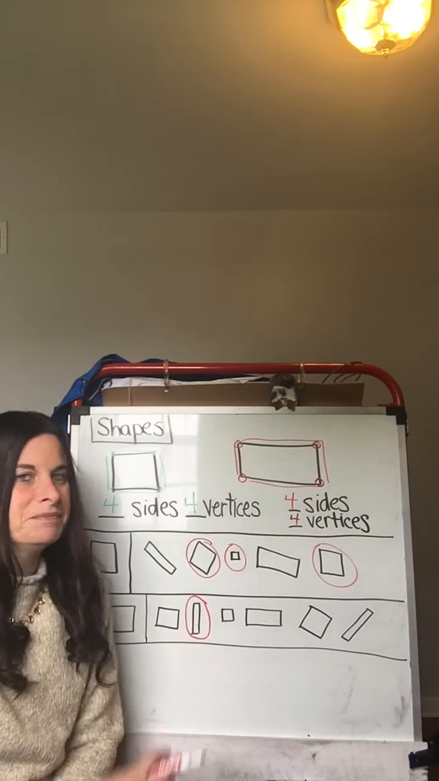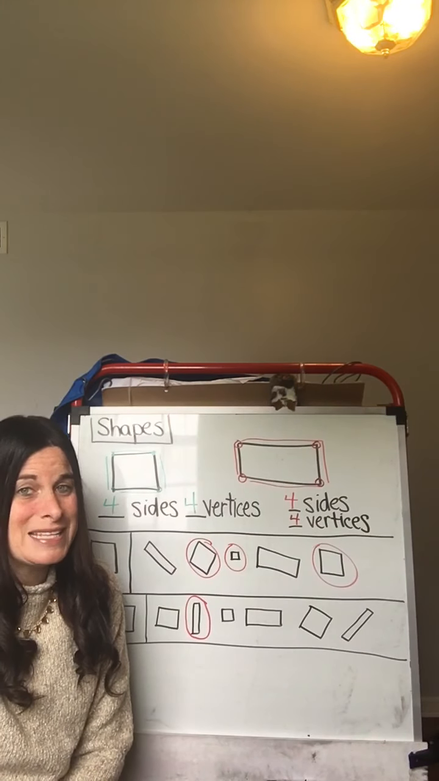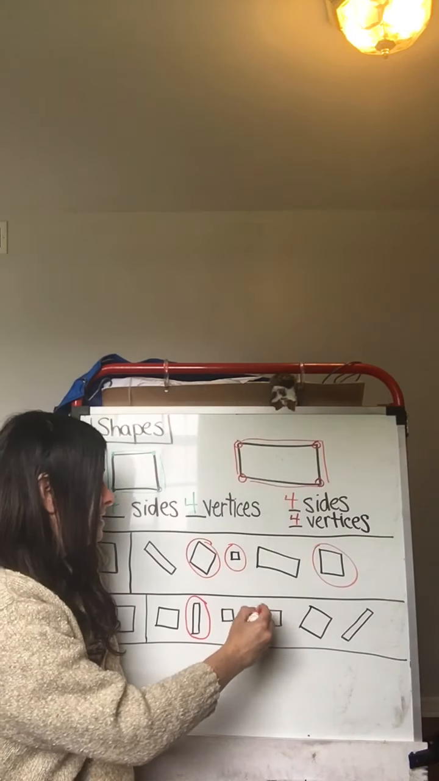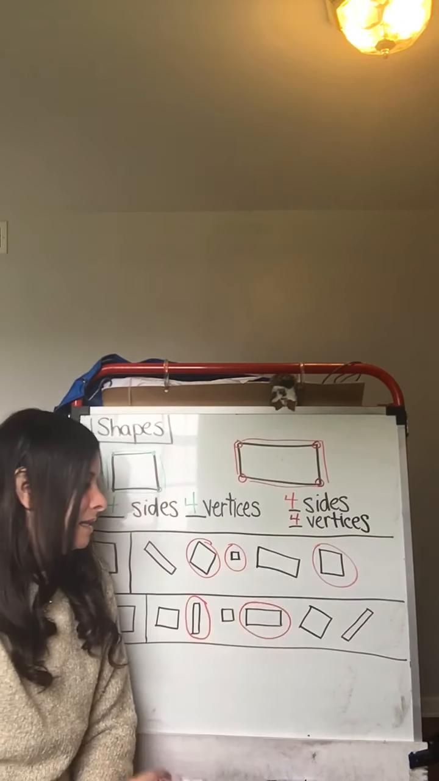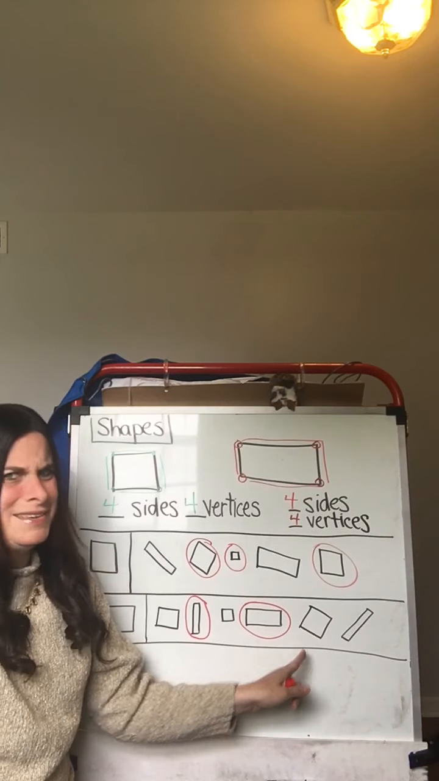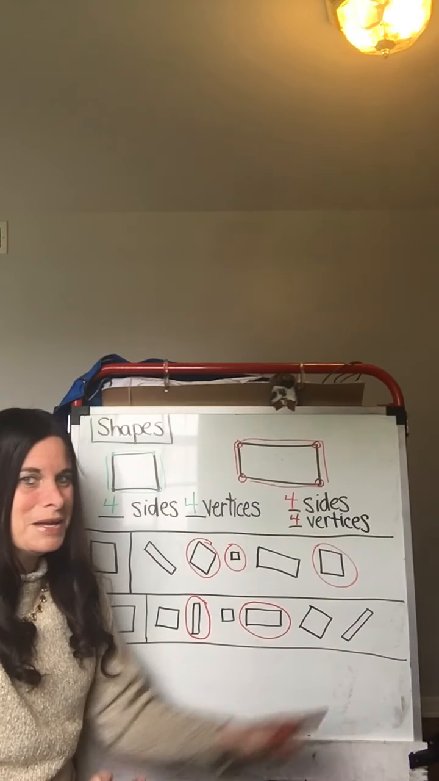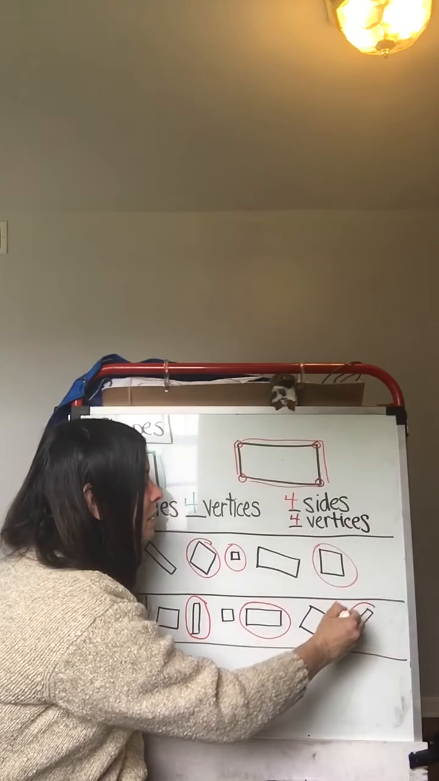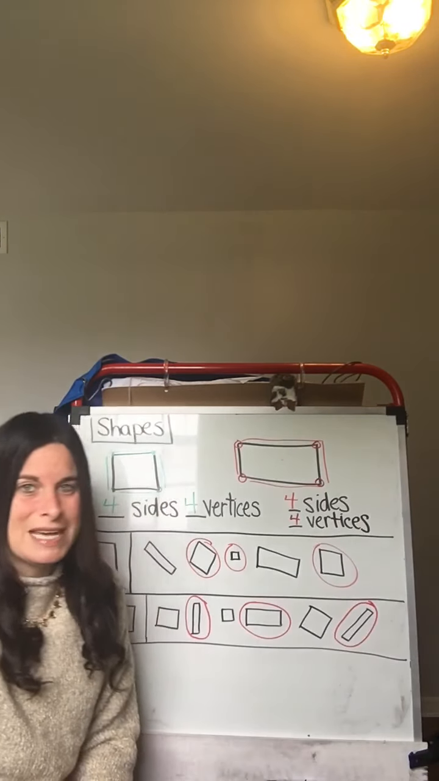How about this one? No, that's a square. This one? Yes, I'm gonna circle it. This one? No, that's a square. Oh, how about my last one? Yes, rectangle. 2 long sides, 2 short sides.